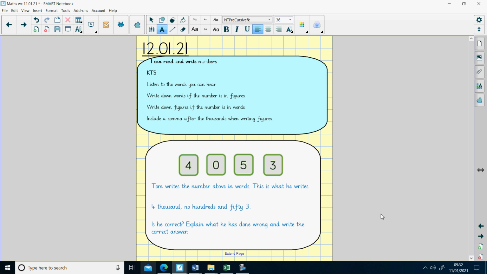Okay, on to some reasoning. So Tom has written this number here, okay? And he writes 4,000, no hundreds and 53. Is he correct? Explain what he has done wrong and write the correct answer. So this is what he's written. What I'd like you to do is have a go at working out what is done wrong and then explaining that for me and writing the correct answer. Pause the video and pop back to me when you're done.